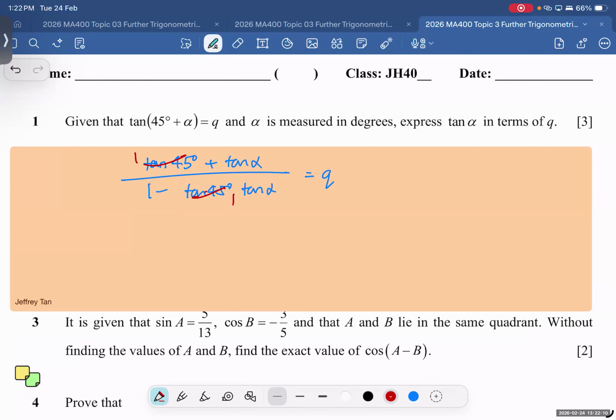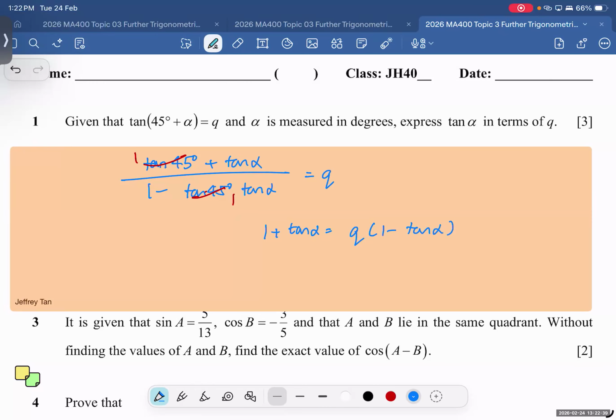If you are stuck at this step and you don't know what to do, very simple, mathematics is just like that. It is massaging. I'm going to massage this equation. How do I massage? Bring something to the left, add something to both sides, divide, square root, do some manipulation. So here, I'm going to multiply 1 minus tangent alpha to the right.